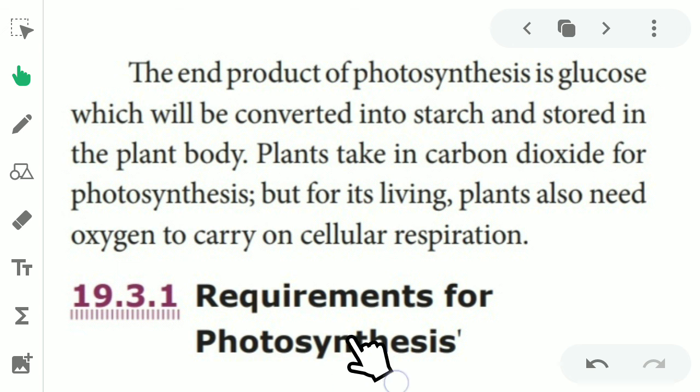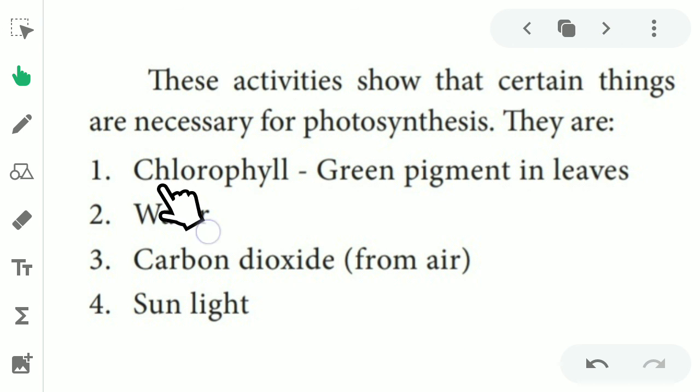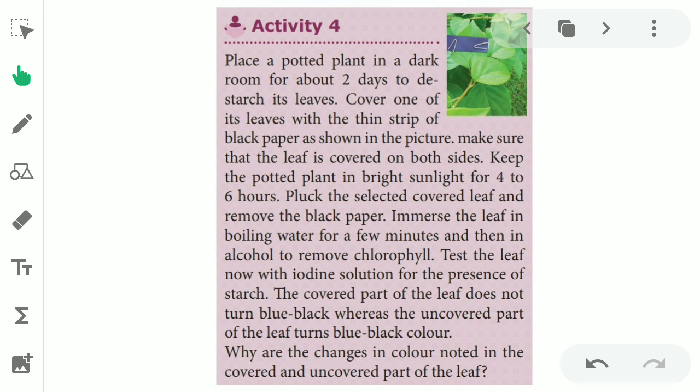Requirements of photosynthesis: chlorophyll, the green pigment in the leaves, water, carbon dioxide and sunlight. With these things, the plant prepares food. Next topic, we will see one activity.